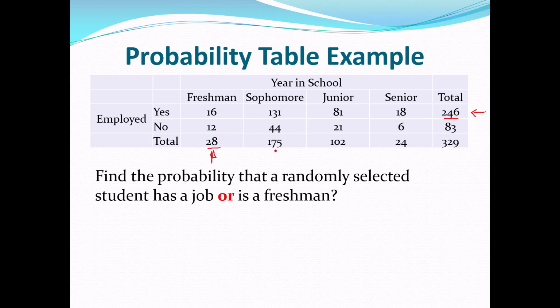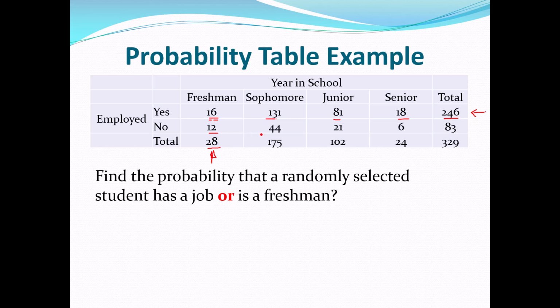And that's a really good wrong answer. In fact, I'd go so far as to say that's the best wrong answer. Now, why is it wrong? Well, these 246: take these 16, take these 131, take these 81, and take these 18 yeses and add them together. That's where the 246 comes from. These 28 freshmen: take the 16 and the 12 and add those together.